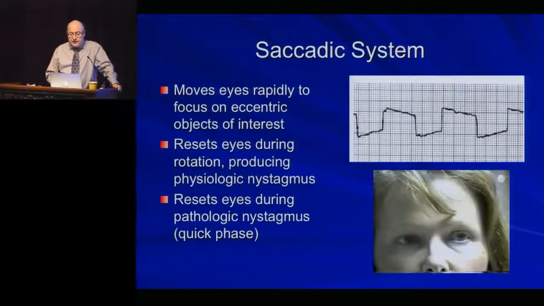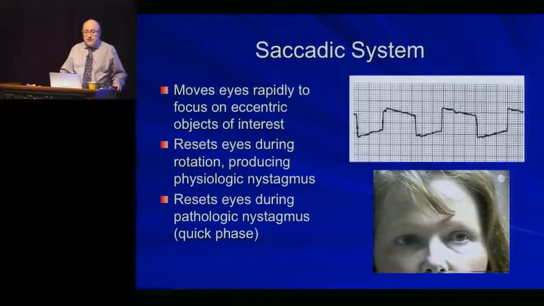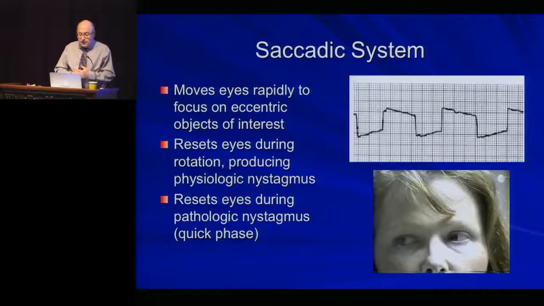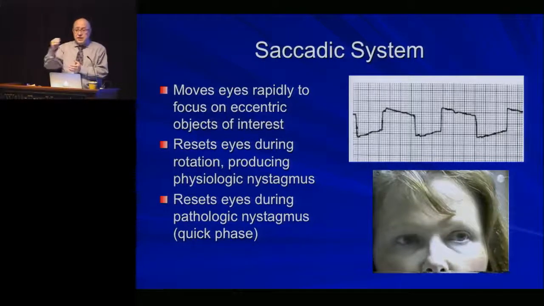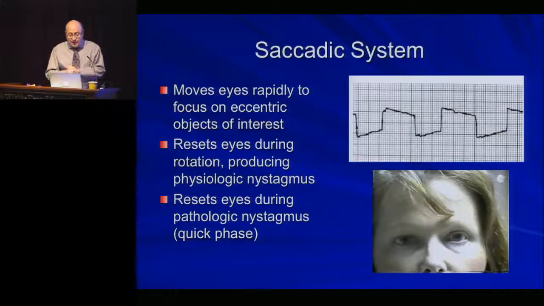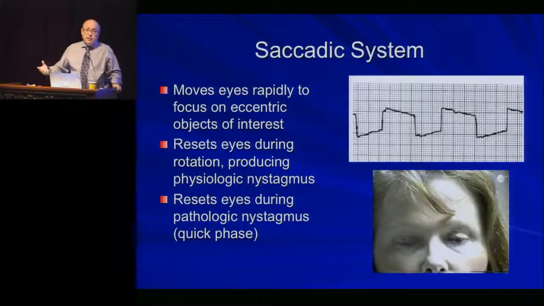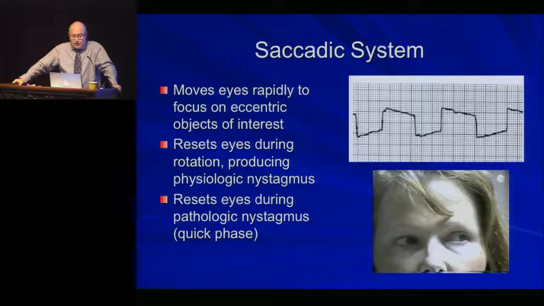We'll just briefly say that there's a saccadic system. Saccades are rapid eye movements, which moves an eye rapidly to focus on an eccentric object of interest. So if you want to look to the side and you're not following a moving object, you can't make a smooth pursuit movement. You have to be able to follow something. But if you want to look all the way to something on the side, you make a rapid movement called a saccade. It's also the eye movement that resets the eyes during nystagmus, whether it be physiologic or pathologic.